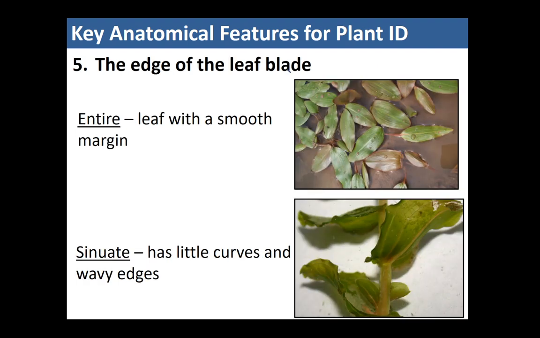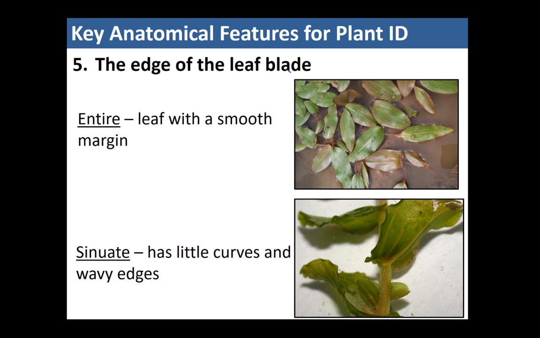Number 5 is the edge of the leaf blade. So often plants will have some sort of unique signature on the edges of their leaf. So take a close look at the edge of the leaf blade for any indication of what species it might be. So some terminology to go along with the edge of the blade.